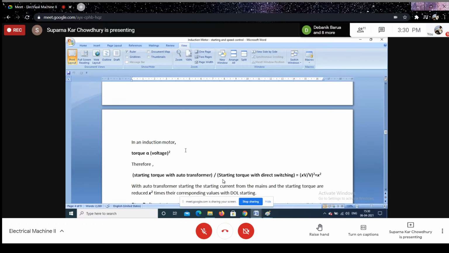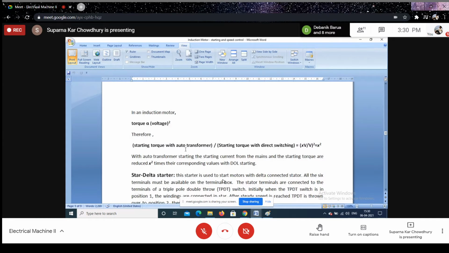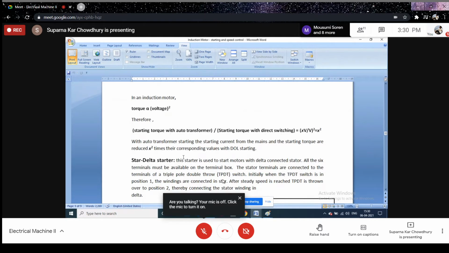So in an induction motor, torque is proportional to the voltage square. So starting torque with auto-transformer by starting torque with direct switching will be equal to XV by V, squared. So it will be X square. With auto-transformer starting, the starting current from the mains and starting torque are reduced to X square times their corresponding value with DOL starter.